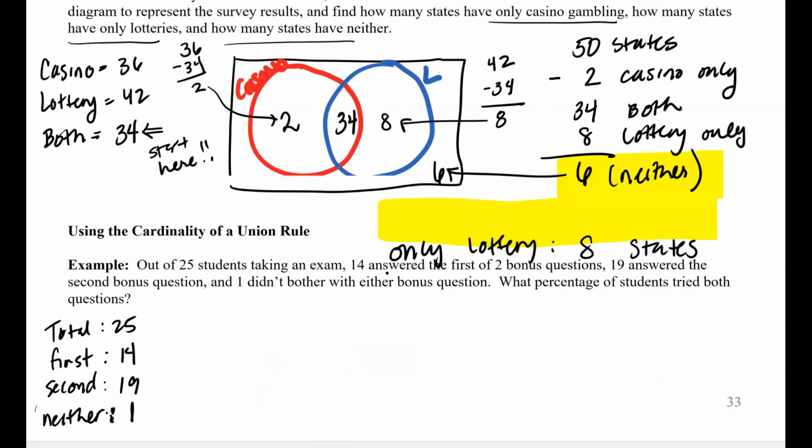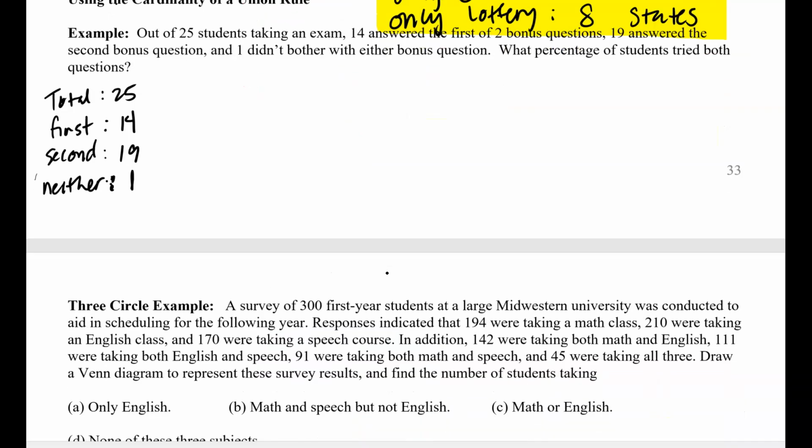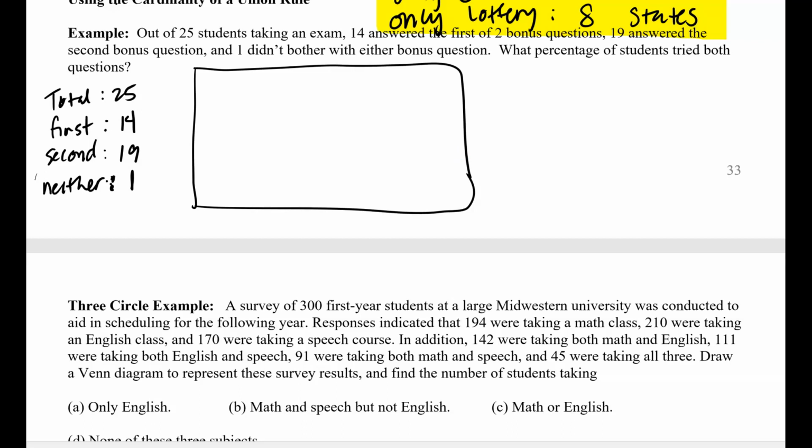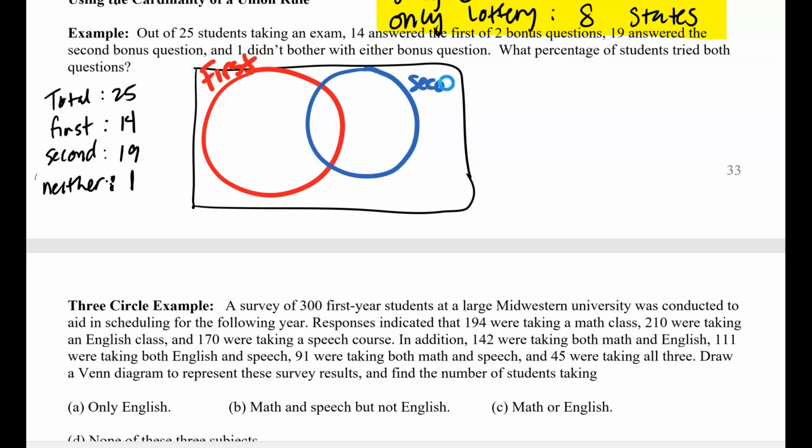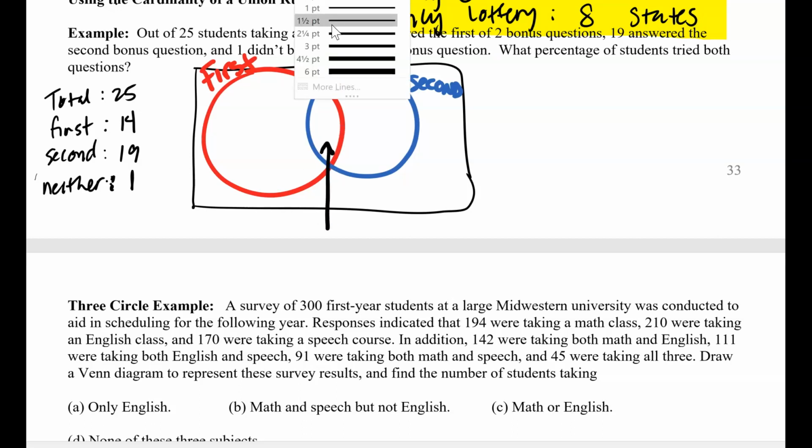So let me just start by drawing the picture. There we go. Okay, so I'm going to draw a box. And I'm going to draw a circle, and I'm going to call this first question. And then I'm going to draw a second circle and call this second. Normally I would start by filling in the middle, which is usually given in the problem. But since we're not given that information, you're going to have to use the cardinality of a union rule.